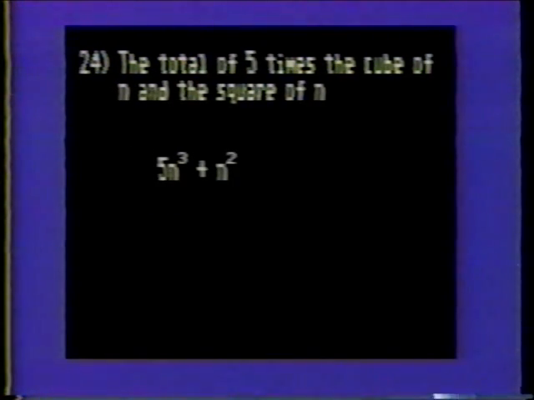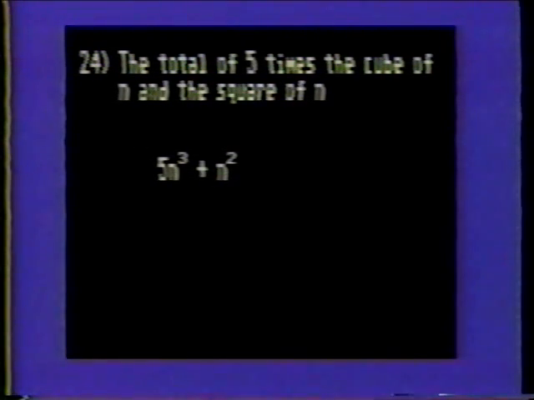Number 24. The total of 5 times the cube of n and the square of n. The cube of n means multiply n times n times n. Multiply n cubed by 5. The square of n means multiply n times n.